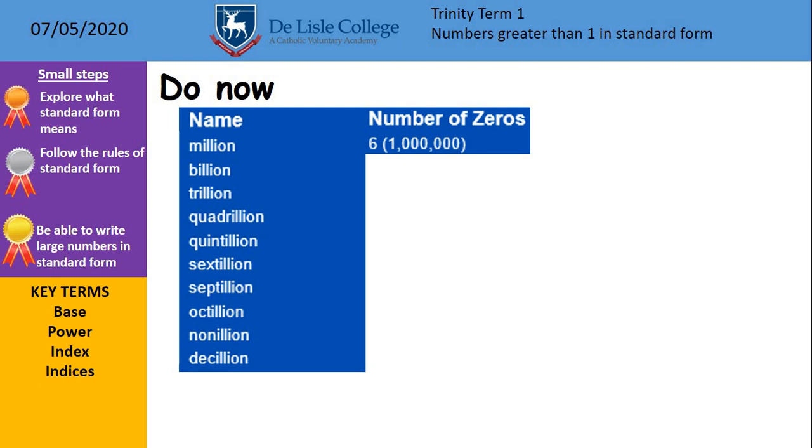So if you can draw a line under the previous lesson's work, today's date, and the title will be Numbers Greater Than 1 in Standard Form.